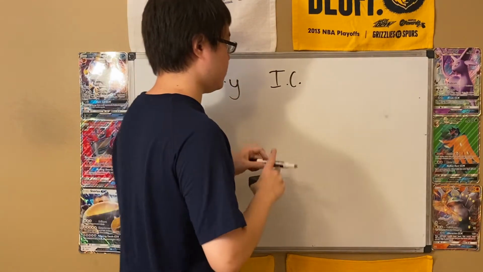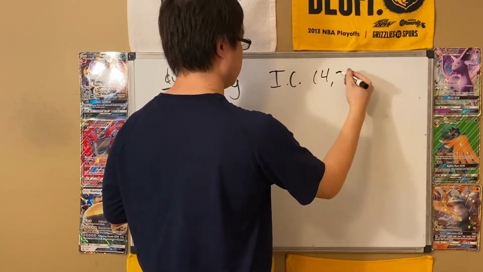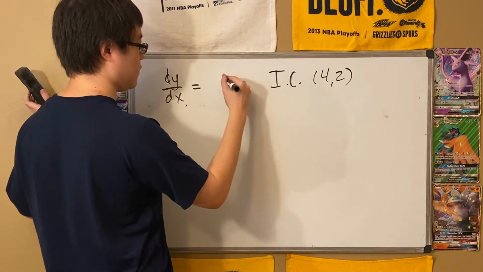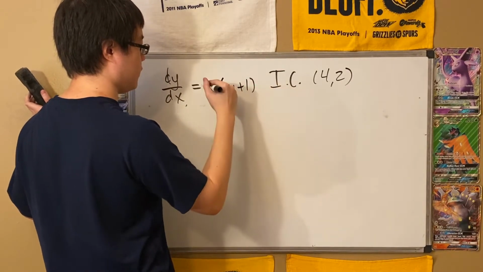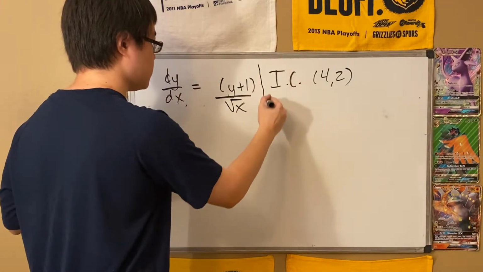Let's change this initial condition. Let's change it to something like 4, 2. And then we're going to have this function where it's going to be y plus 1, divided by square root of x. So this is my next differential equation.